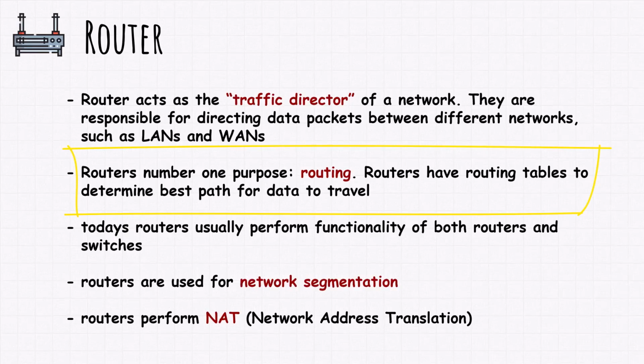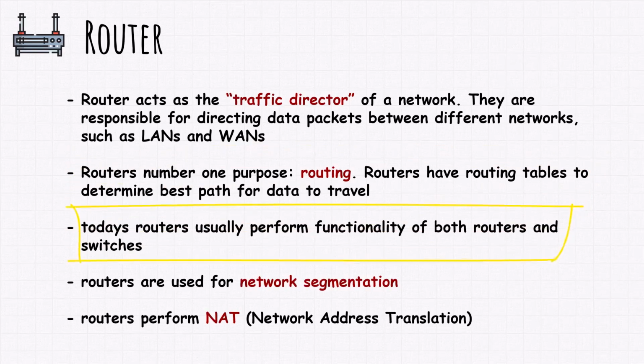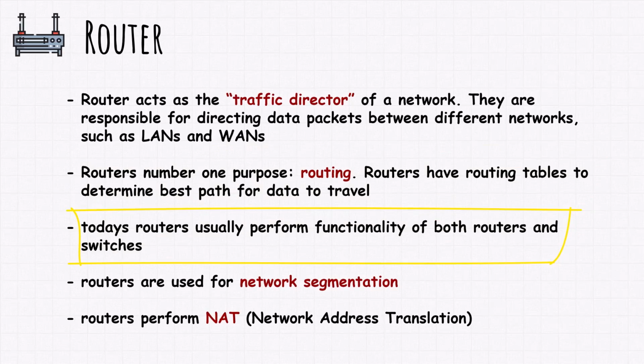It is also important to remember that routers work at layer 3 of the OSI model, which deals with IP addresses. Now, the OSI model is something that we will talk about later in the course, but for now, just remember that a router functions on layer 3. Now, typically, routers today will perform the functionality of both a router and a switch. That means that the router will have multiple Ethernet ports that devices can plug into.